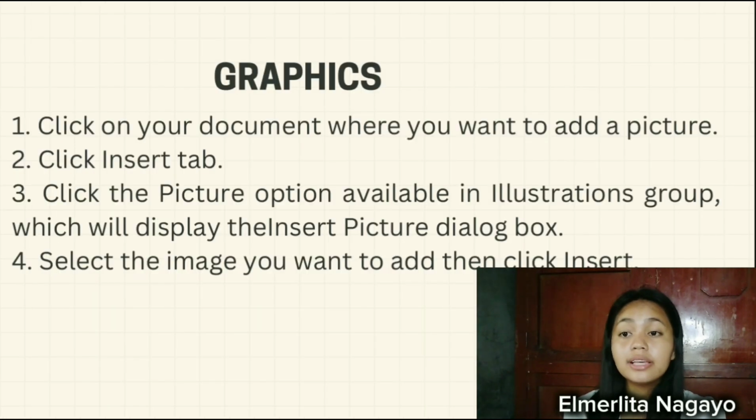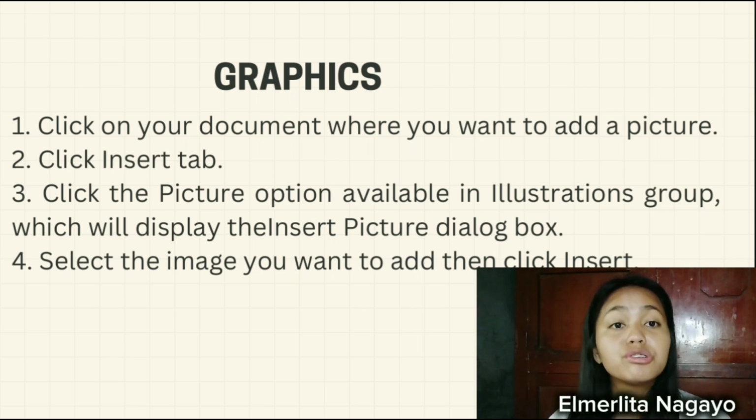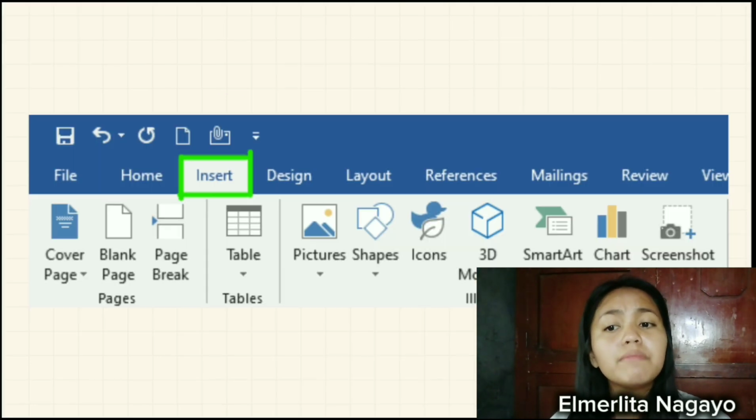In adding graphics, click on your document where you want to add the picture. Then, go to the Insert tab. Click the Pictures option available in the Illustrations group. It will display the Insert Picture dialog box. Then select the image you want to add, then click Insert.